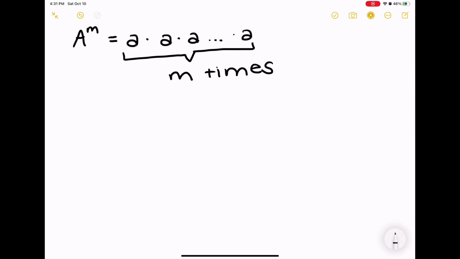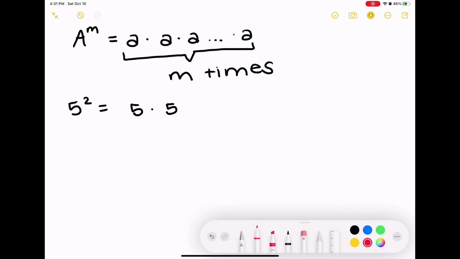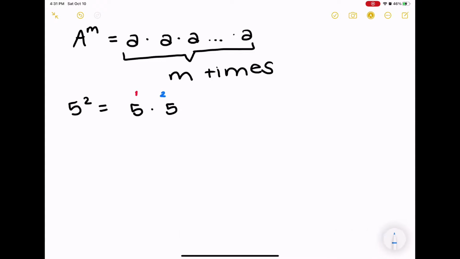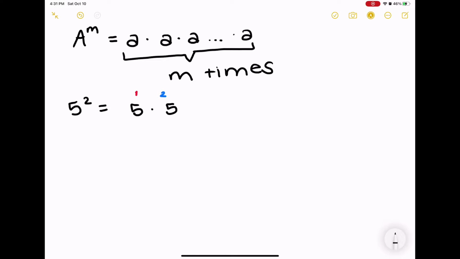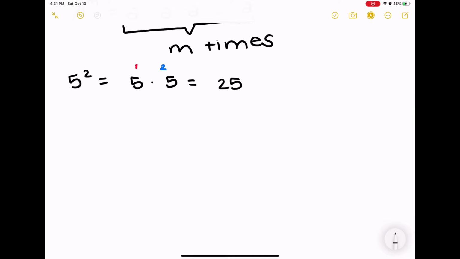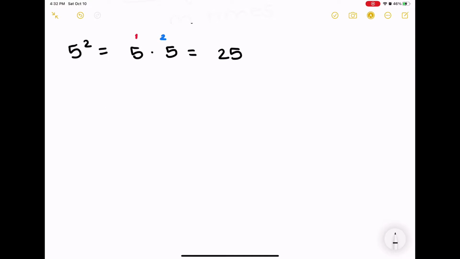Now, if that doesn't make sense, let's use numbers instead of variables. So let's say we have 5 squared. Well, in this case, the base is 5, and we're going to pretend that it's a. So it's going to be 5 times 5. And then, because the exponent is 2, we're going to multiply 5 by itself 2 times, as shown here. Now, 5 times 5 is equal to 25.